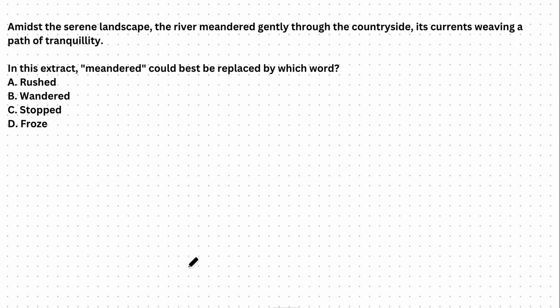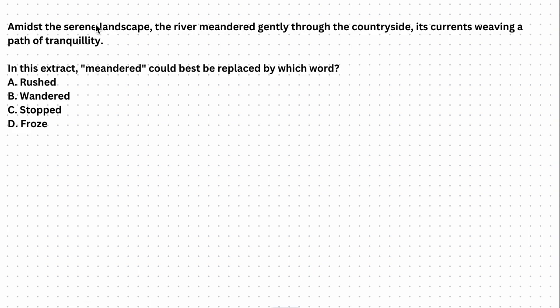Amid the serene landscape, the river meandered gently through the countryside, its currents weaving a path of tranquility. In this extract, meandered could best be replaced by which word? So they're asking you for essentially the meaning. Replaced by which word? We're using a similar word to meandered. So I don't know what meandered means. Firstly, I'm going to go back and I'm going to read. I'm going to look at the context.